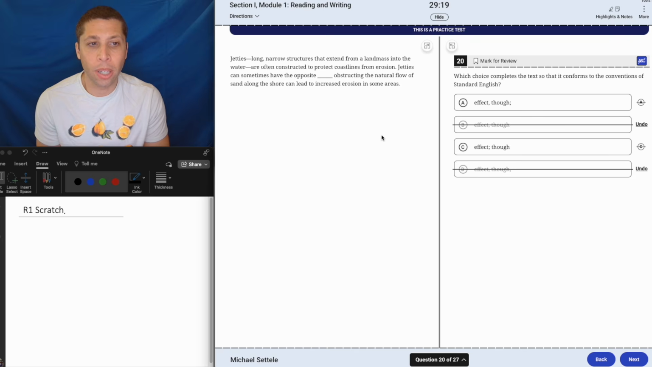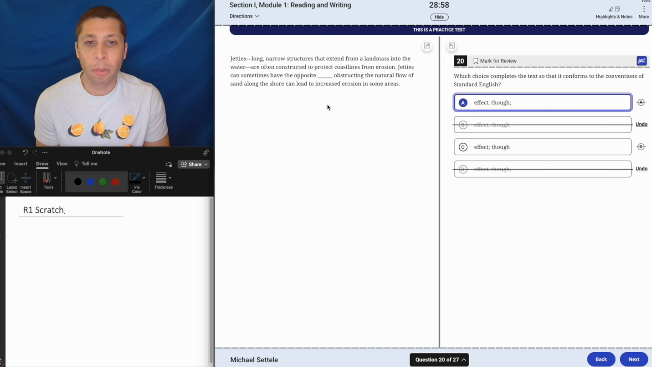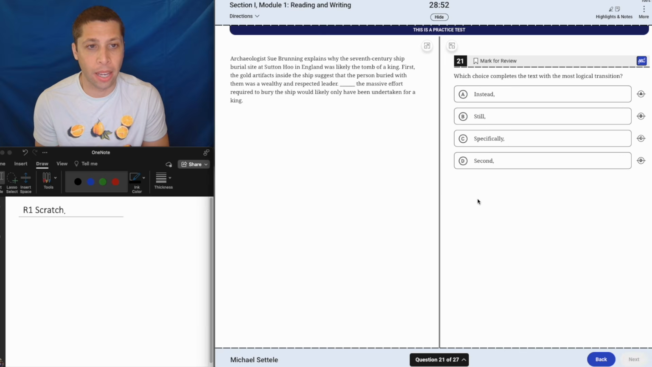Now, where does the though go? It has to do with where the contrast is. I think it's going to be A because I think we would need a comma in order to use that. So let's see. Jetties, long, narrow structures that extend from a landmass into the water, are often constructed to protect coastlines from erosion. But jetties can sometimes have the opposite effect. Yeah, there's clearly a contrast there. Obstructing the natural flow of sand along the shore can lead to increased erosion. Yeah, definitely that. Connector placement rule. Very easy to recognize and follow.